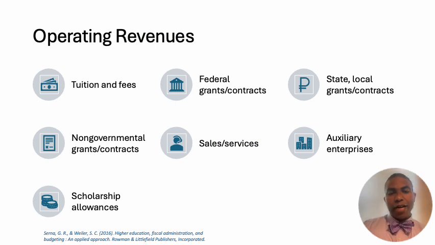All right, so what are the operating revenues? Tuition and fees, federal grants and contracts, as research is part of the operation, at least for our universities, state and local grants and contracts, non-governmental grants and contracts, auxiliary enterprises, scholarship allowances, and sales and services.